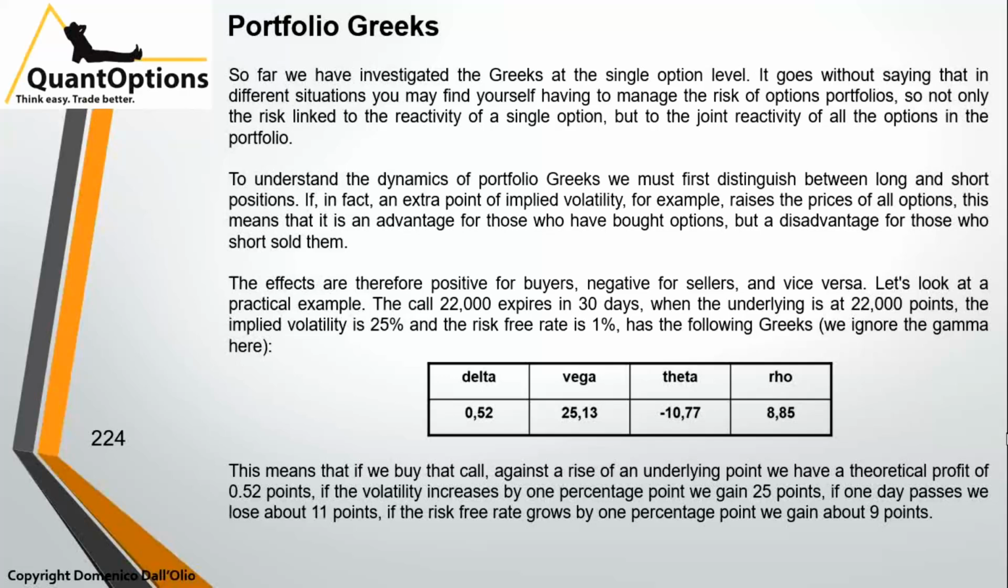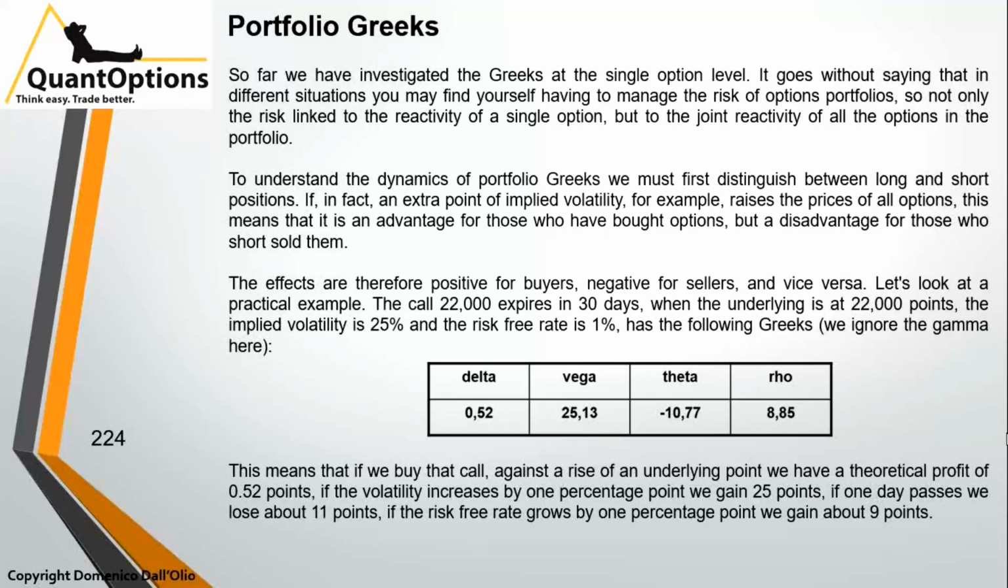To understand the dynamics of portfolio Greeks, we must first distinguish between long and short positions. If an extra point of implied volatility, just to say, raises the prices of all options, this means that it is an advantage for those who have purchased the options and a disadvantage for those who have short sold them. The effects are therefore positive for buyers, negative for sellers, and vice versa.